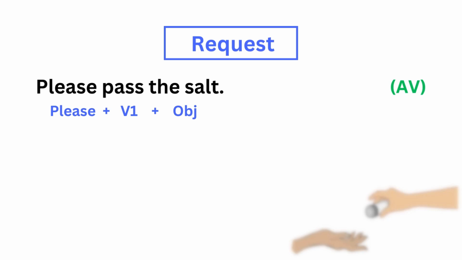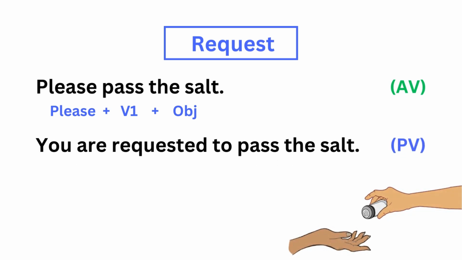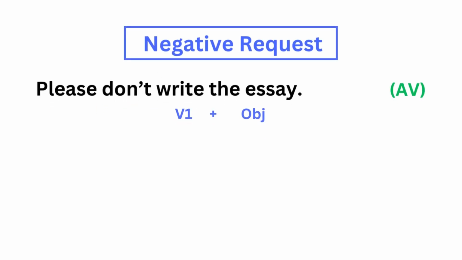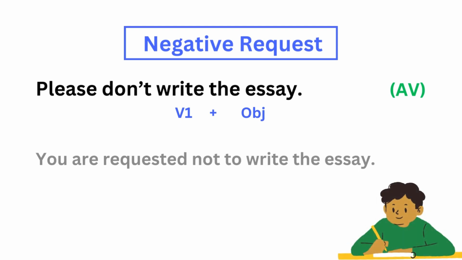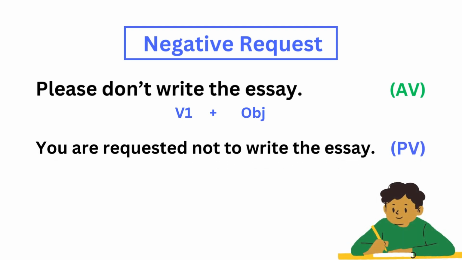Finally, let's change an example of an imperative request into a passive one. Please pass the salt. You are requested to pass the salt. For the negative form, please don't write the essay. You are requested not to write the essay.